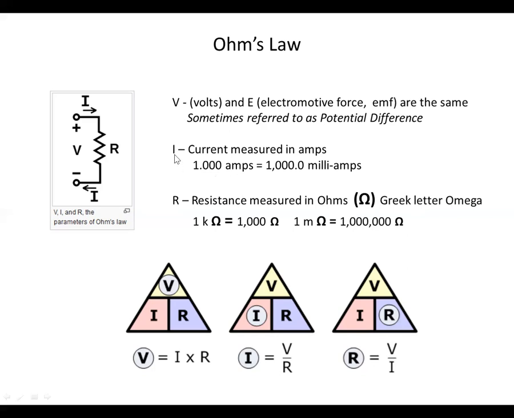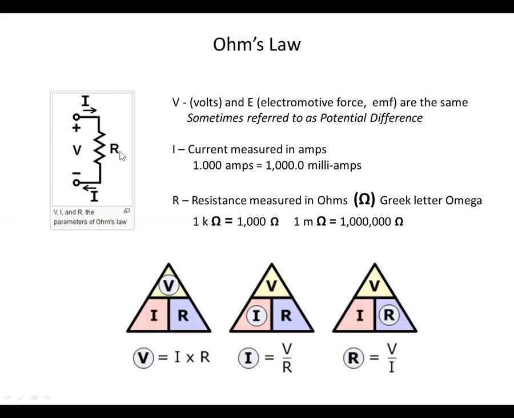Then the current is represented by the letter I, and it's measured in amps. And it's what flows through the resistor, the flow of electrons, the flow of charge, actually. So again, in the water analogy, this would be equivalent to the water flow through a hose. So you have water pressure pushing water, and you get a certain amount of flow depending upon the restriction that you have. And the same thing in this circuit.